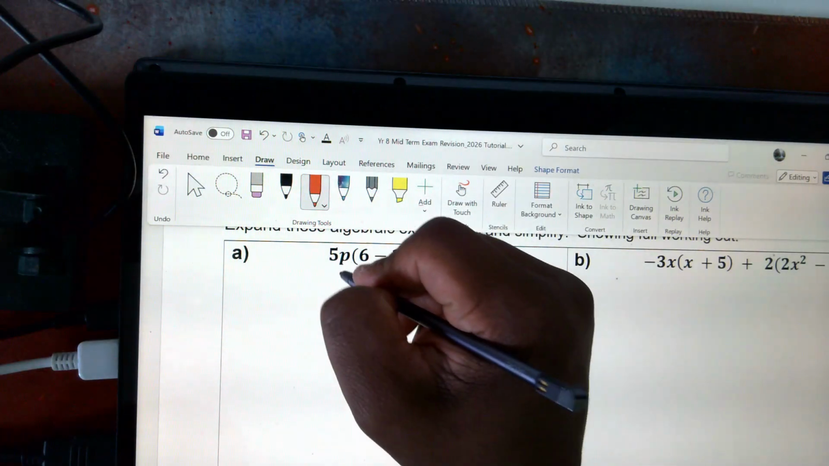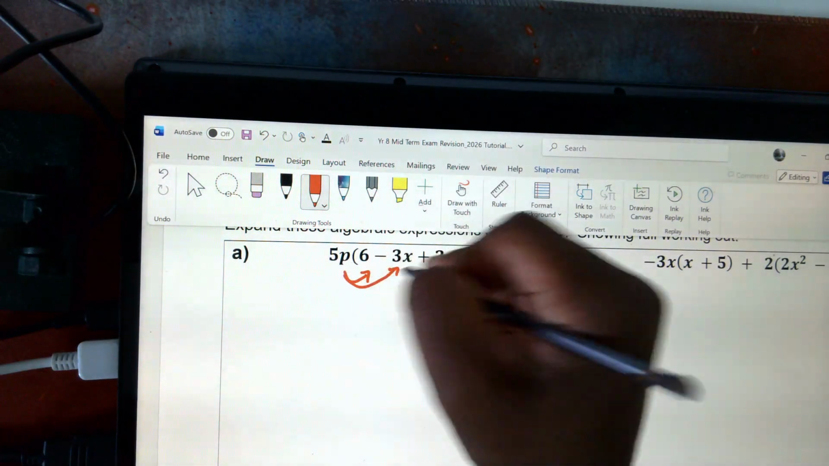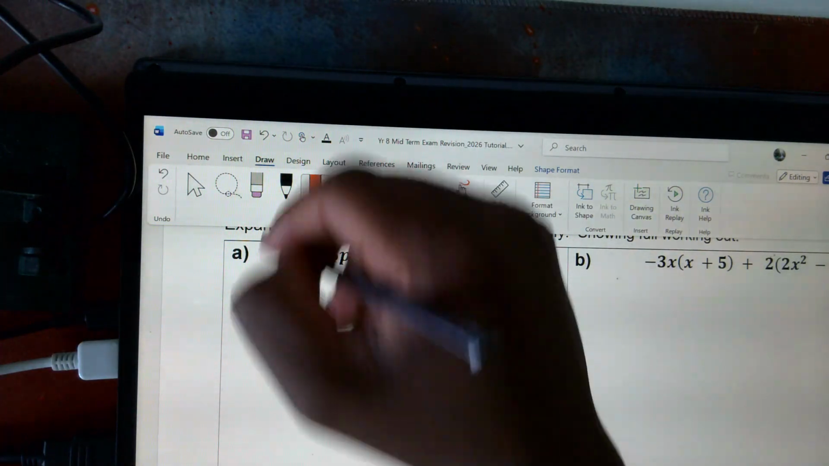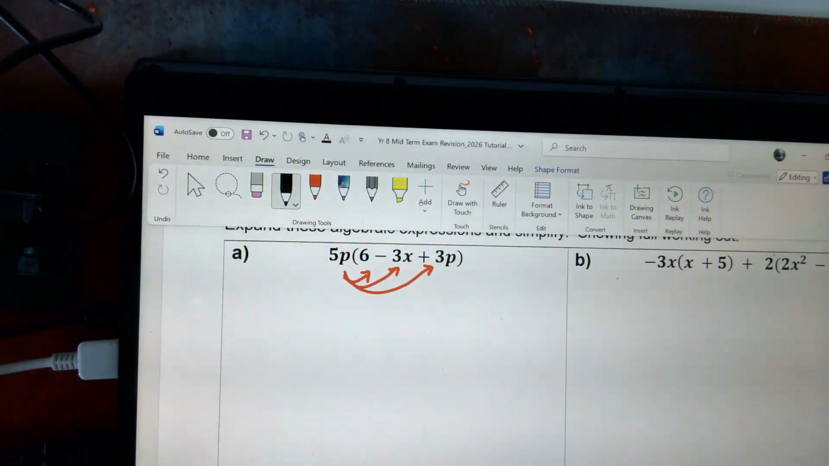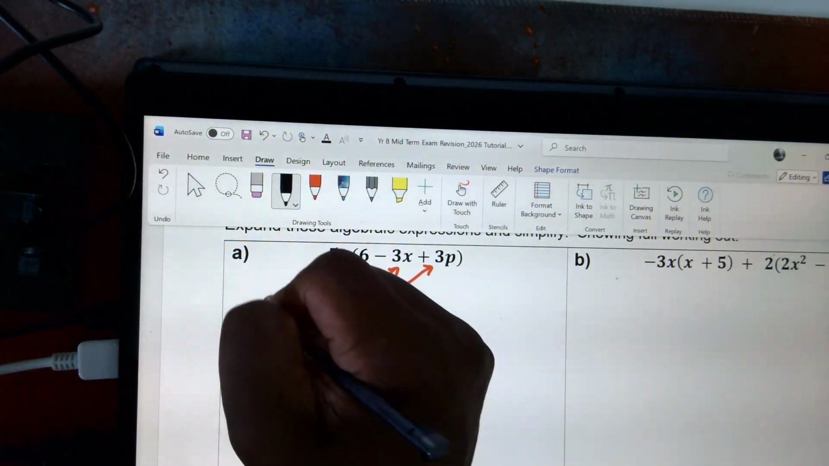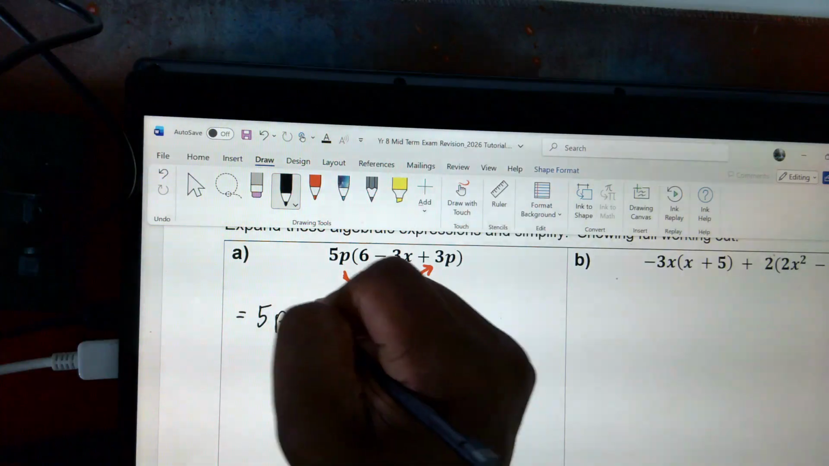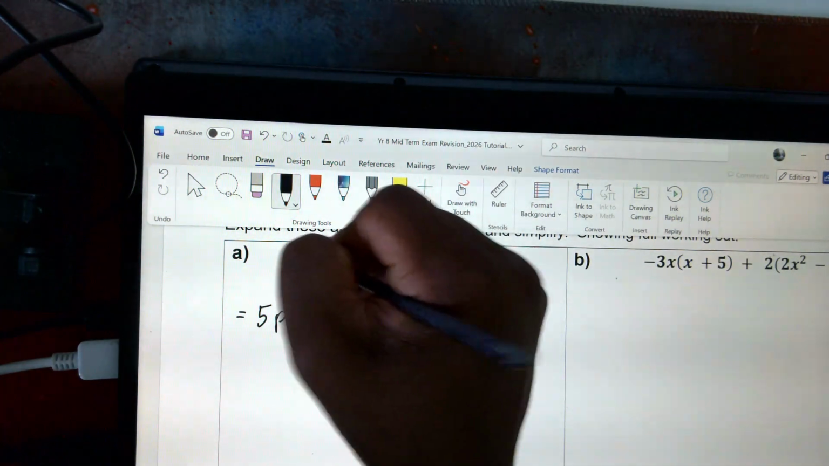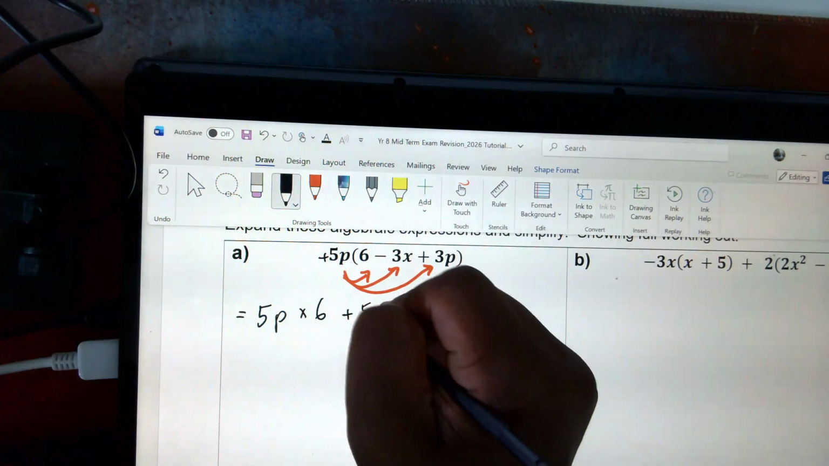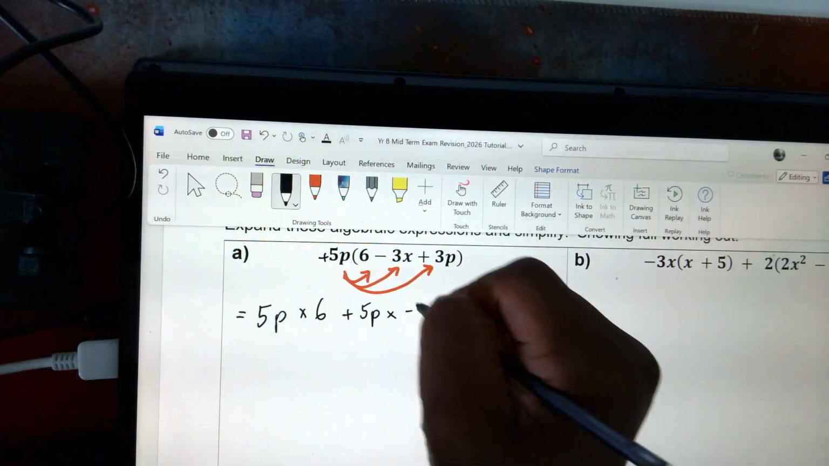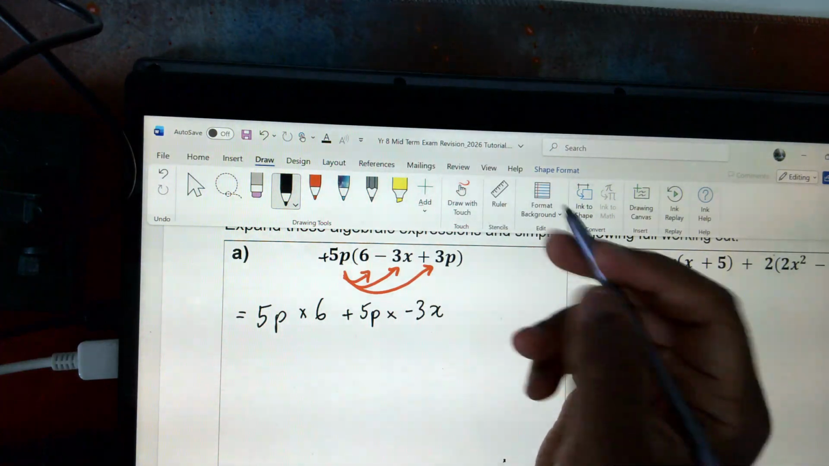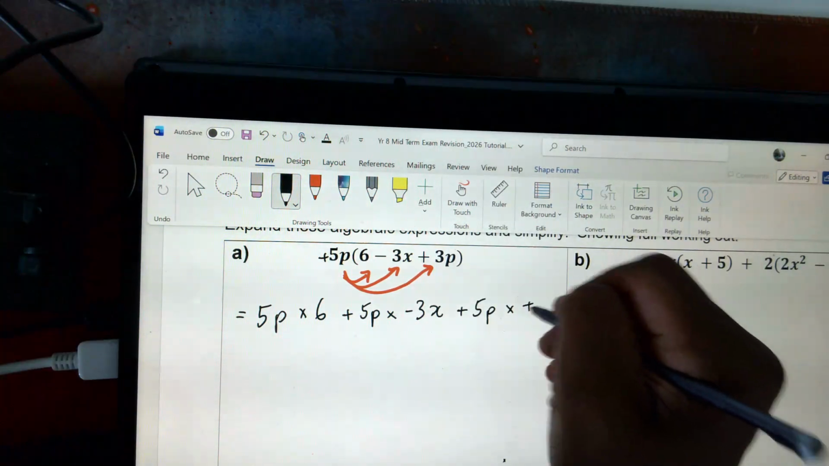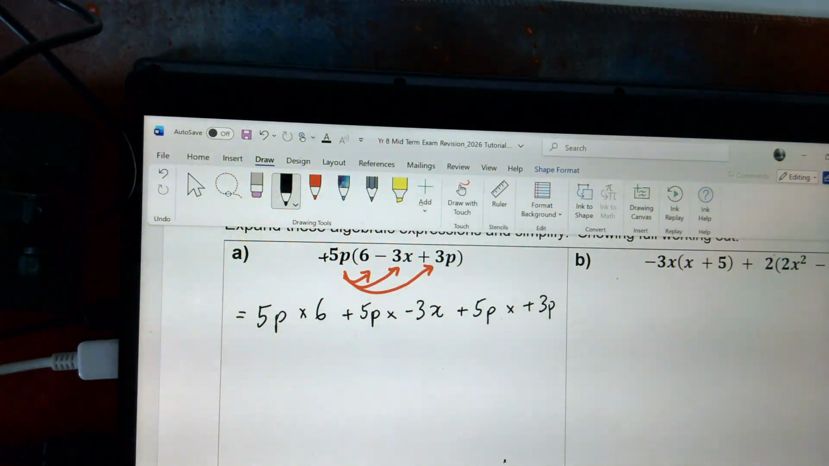I'm going to take 5p and I'm going to multiply it by all three terms. So the first one, I've got 5p and I'm multiplying it by a constant 6. I've got a positive 5p and I'm multiplying it by negative 3x. I've got a positive 5p and I'm multiplying it by a positive 3p.